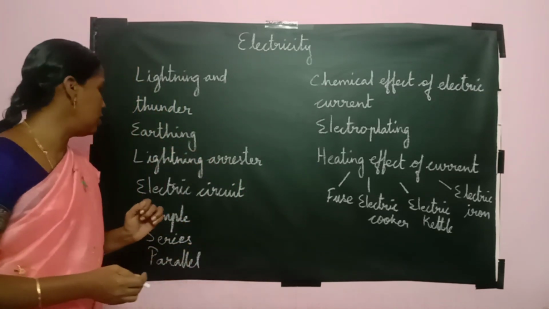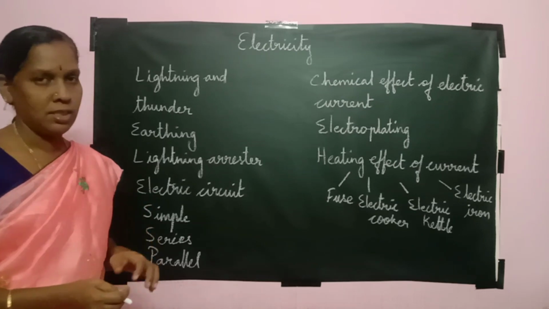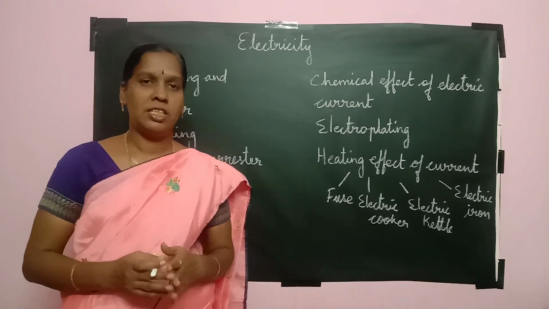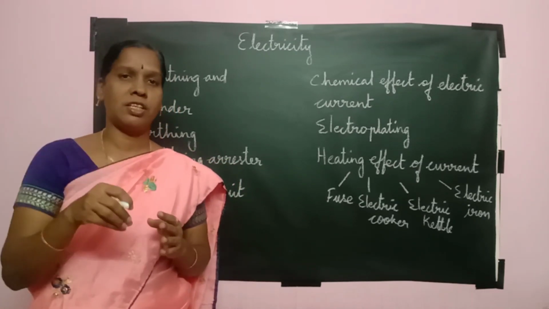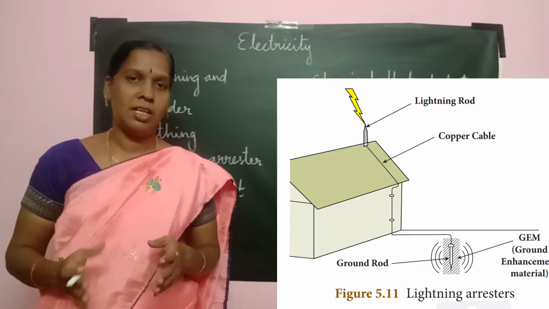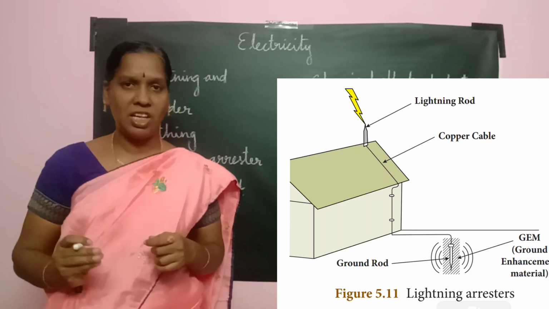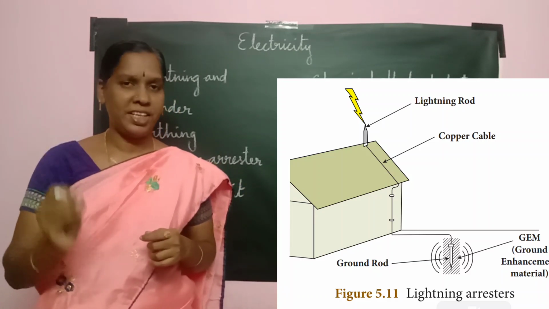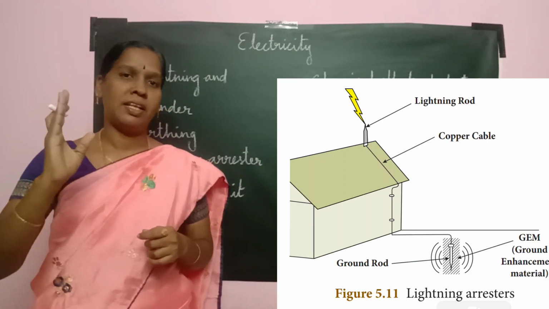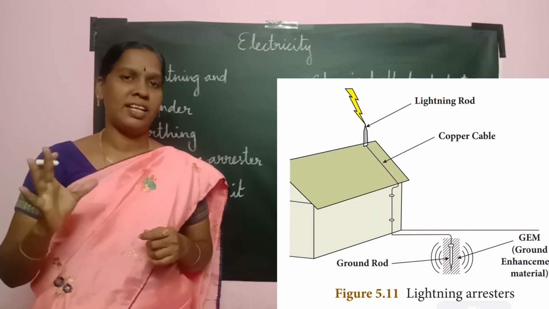Next we move on to lightning arrestor. Ultimately, when lightning occurs and falls on a building, it gets damaged. In order to avoid this, at the top of the building we have a metal rod, which is a lightning rod. It is kept in the air, remaining free in the air itself.